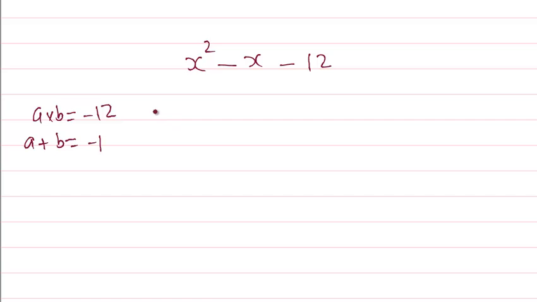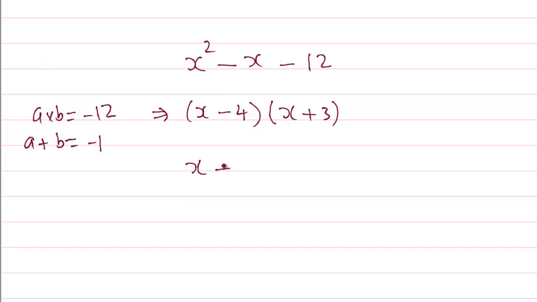Just another example. Suppose we have x squared minus x minus 12. So we're looking for factors of minus 12 which add up to minus 1. So the two numbers, when we multiply, the answer is minus 12. When we add them, the answer is minus 1. So this time, the answer will be minus 4 and plus 3. When we add these two numbers, we get minus 1. When we multiply, we get minus 12.